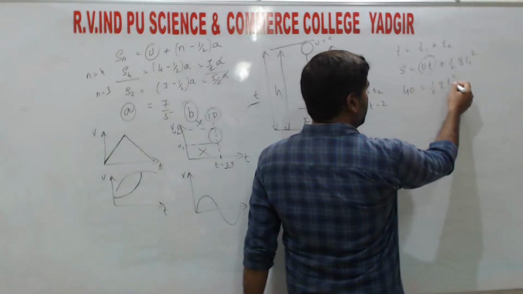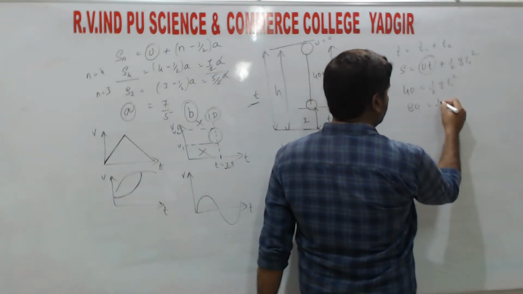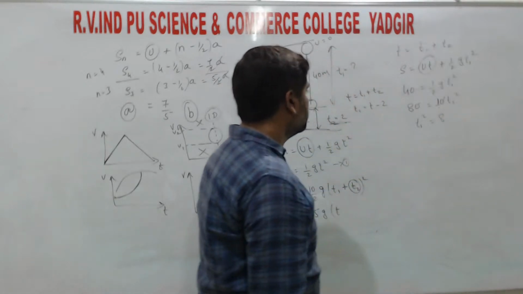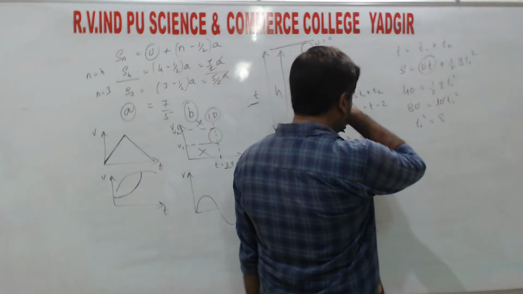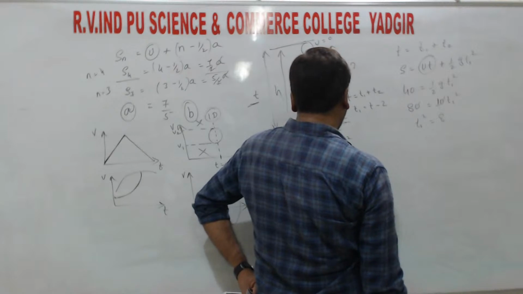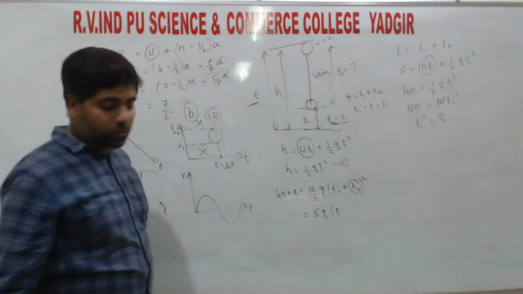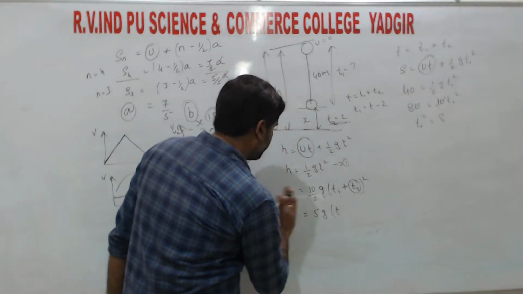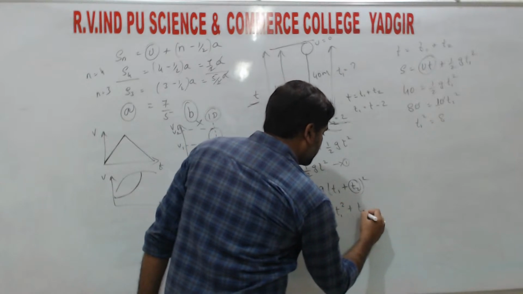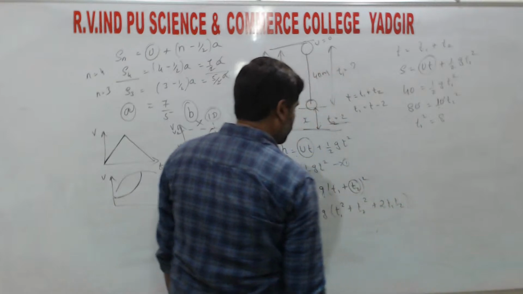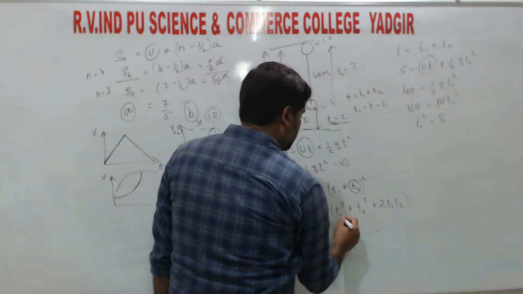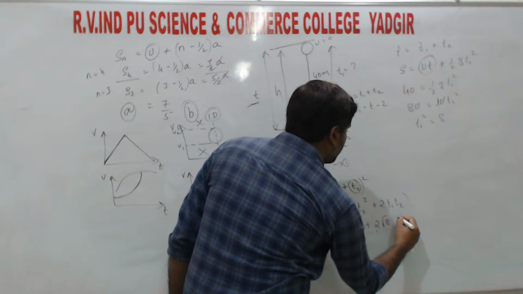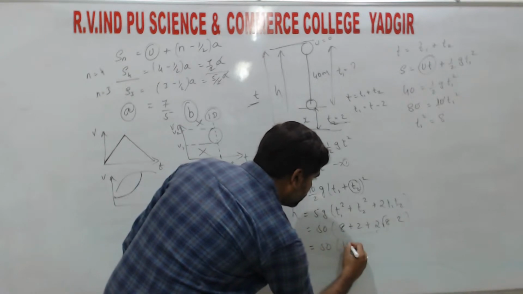So substituting T1 square, 80 is equal to 10 T1 square, right? So T1 square is equal to 8. We can take h is equal to 5 T1 square plus T2 square plus 2 T1 T2. So 5 T1 square, we can substitute that as 8 plus 2 plus 2 root 8 into T2.